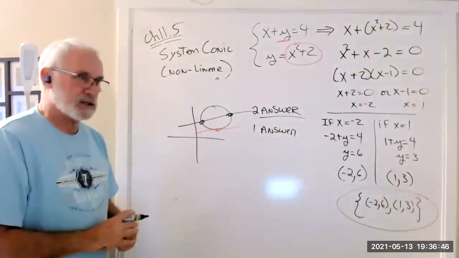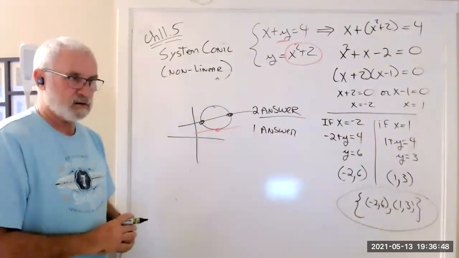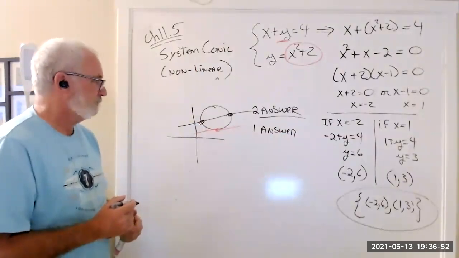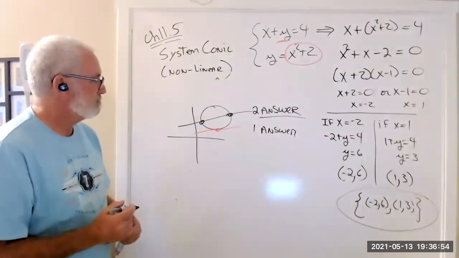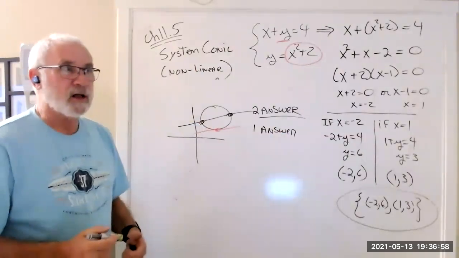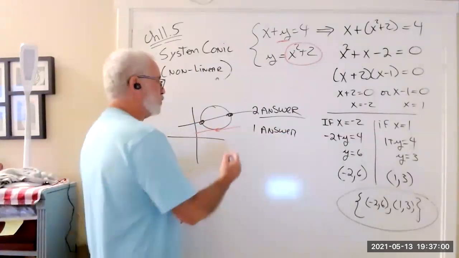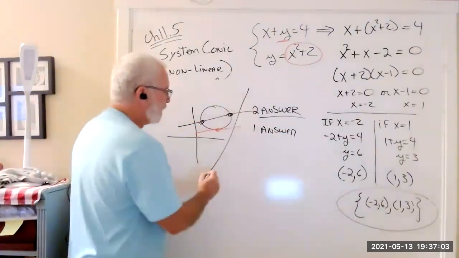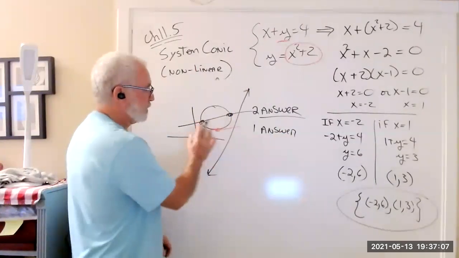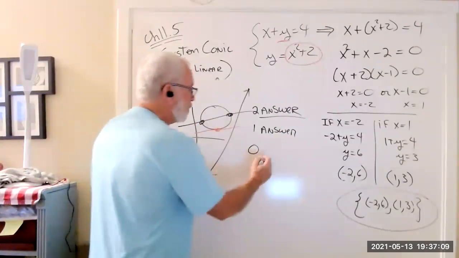Is there a third possibility? Can anybody see a third possibility? No intersection. No intersection at all. Yeah, it's possible that whoever made up the problem has the line going out here, and there's no intersection between the circle and the line, so there's no answers.